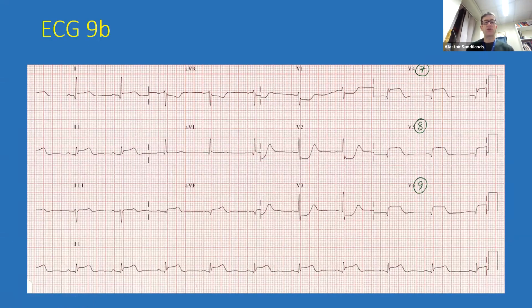So ST elevation in 2, 3, and AVF, V5 and V6, and then V7, 8, and 9 because of the previous ECG. There are possible reciprocal changes in V1, V2, V3. And so this is your inferior posterolateral STEMI, and that is definitely going to be the circumflex artery as your culprit. Any questions on that?